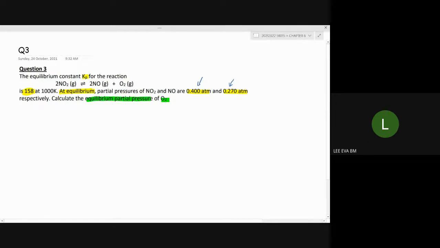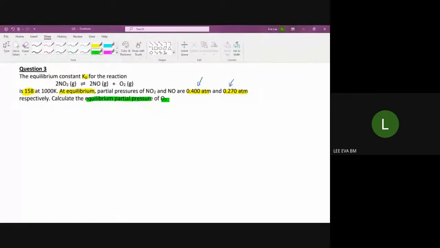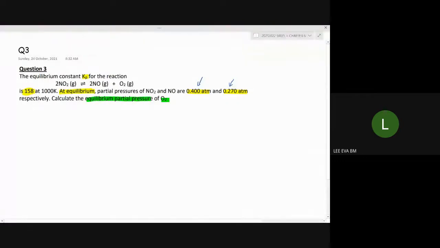Okay, so in this case, the equation has already been given. You have already balanced. So what you need to do is to come up with your Kp expression, substitute the values to find the partial pressure of oxygen at equilibrium. Okay, Madam nak awak highlightkan perkataan equilibrium. Nah, dekat sini apa yang Amanda highlightkan? Equilibrium. Kena highlightkan.